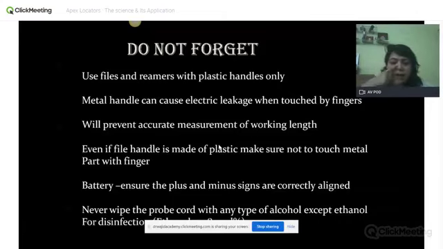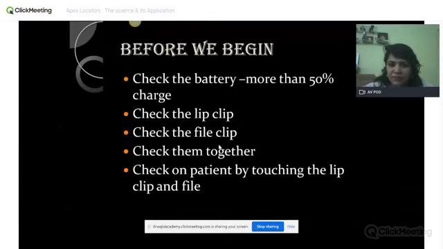Make sure that the battery is engaged properly by using the plus and minus signs properly aligned. Never wipe the probe cord with any other type of alcohol except ethanol for disinfection. Now that we know what are the precautions to be taken, we have to ensure a couple of things. Check the battery, make sure that it is more than 50% charged.